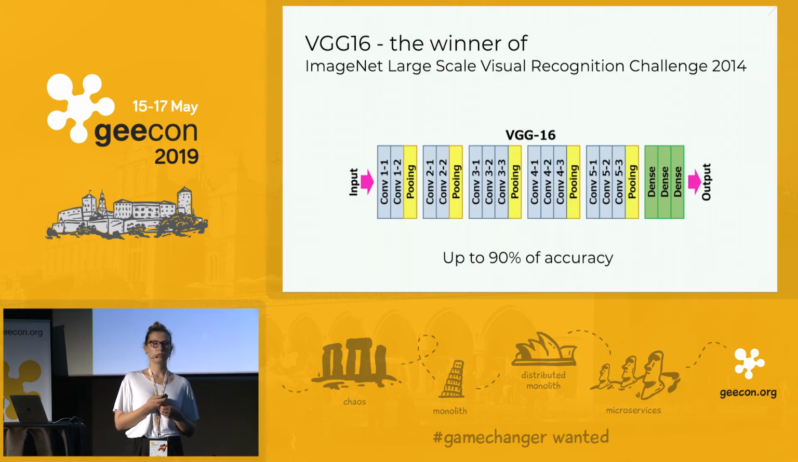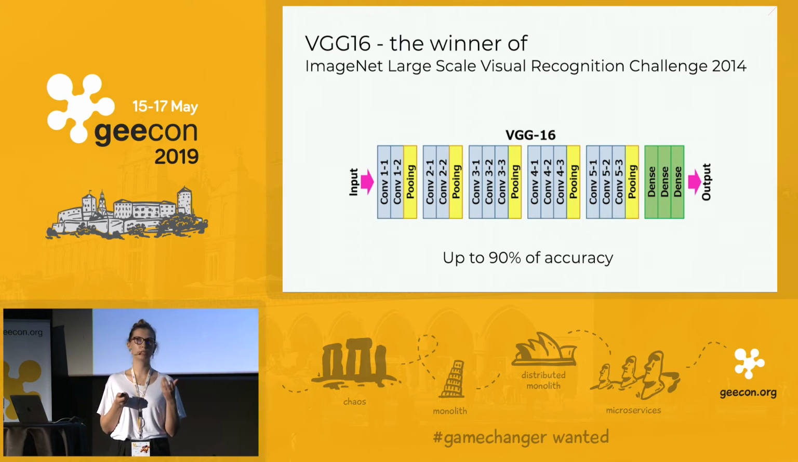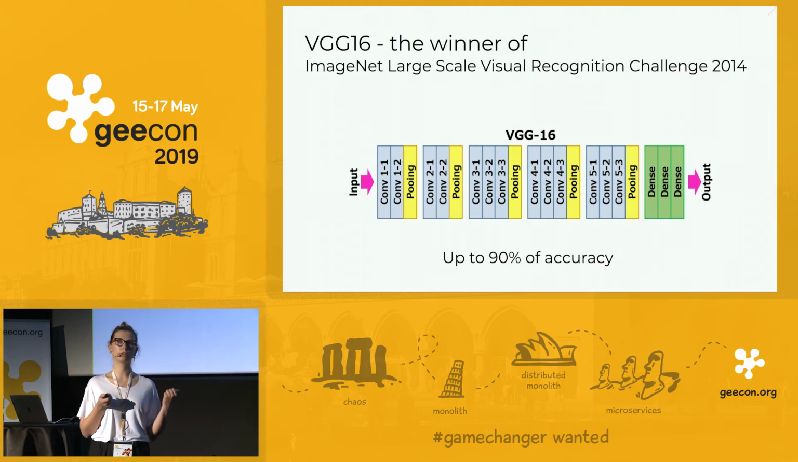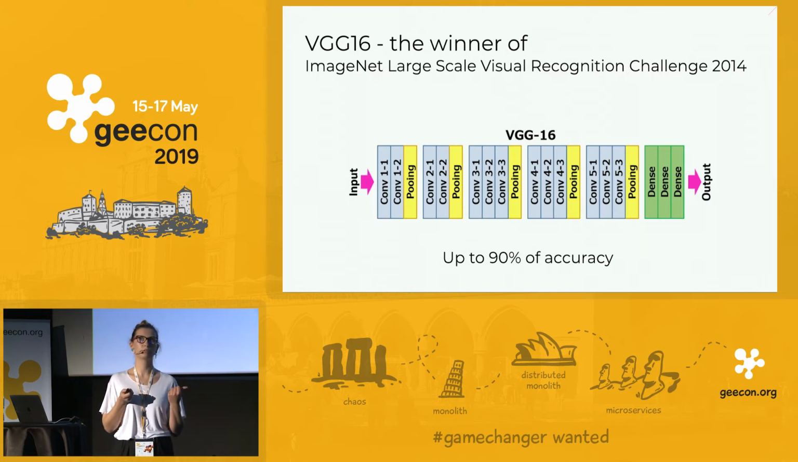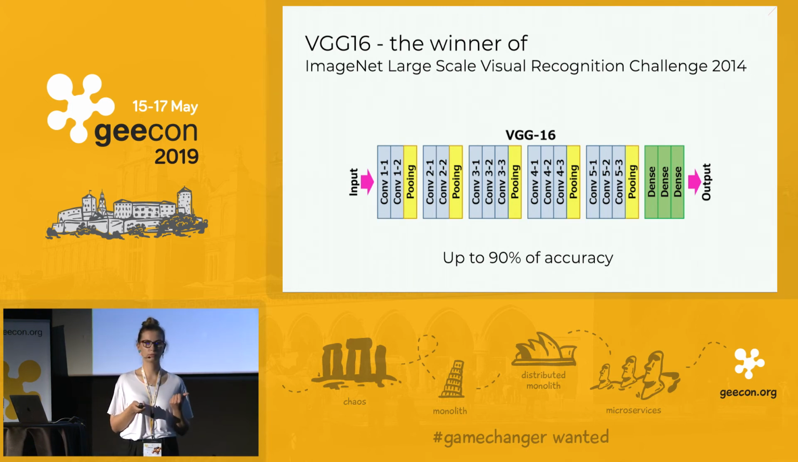And VGG16 is the winner of the challenge of 2014, and it has up to 90% of accuracy. You may say, hey, but you also got 90% of accuracy with a much simpler model, right? But this is trained against the whole ImageNet and not some bunch of images only. So as you can see, there's lots of layers.